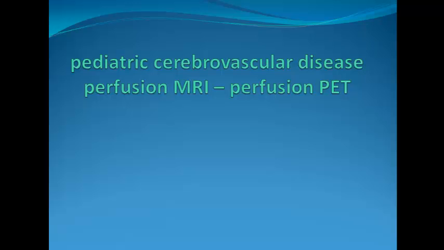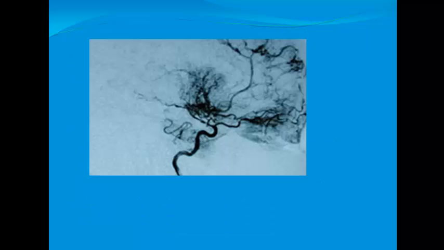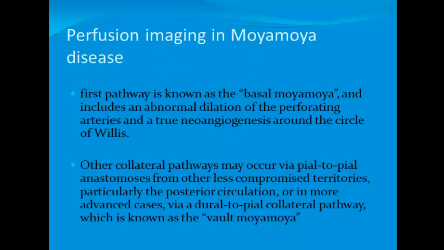So now I thought I'd just discuss a little bit about perfusion MRI and perfusion PET, potentially with application to cerebrovascular disease in children. So we could explore a little bit of this approach that could perhaps be used in the future. Moyamoya disease is a chronic occlusive cerebrovascular disorder in which children develop thrombi and occlusions of the cerebral vasculature, leading to TIAs and strokes. The reason it's called Moyamoya disease is that it means puff of smoke in Japanese, and here's an example of the angiographic appearance of that puff of smoke, which represents the collateral circulation in the disease entity.